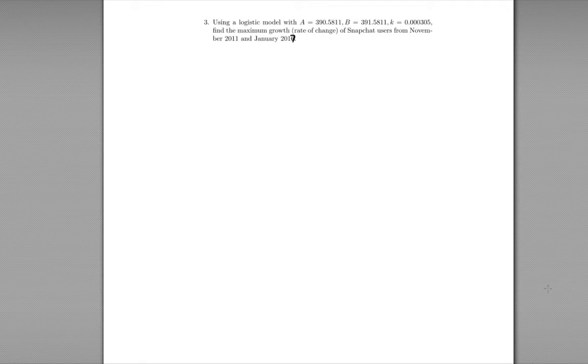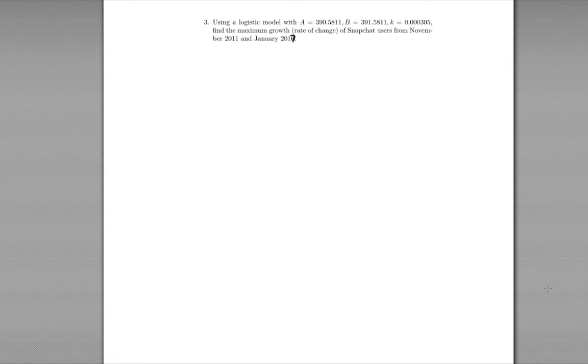So in this question, they ask us to use a logistic model with the same coefficients as in question 2 to find the maximum growth rate, which is the rate of change of the number of Snapchat users from November 2011 until January 2017. So here, we're asked to use a logistic model, but they're asking for not the number of users, but when the maximum growth rate happened between the start of Snapchat in around November 2011 and January 2017.